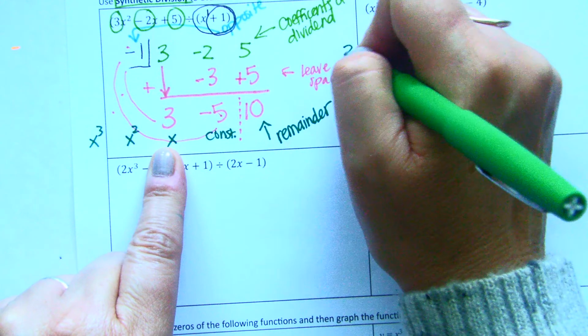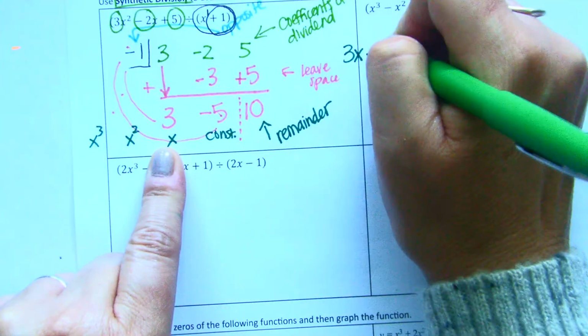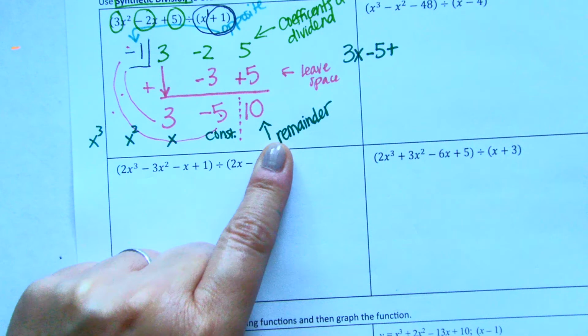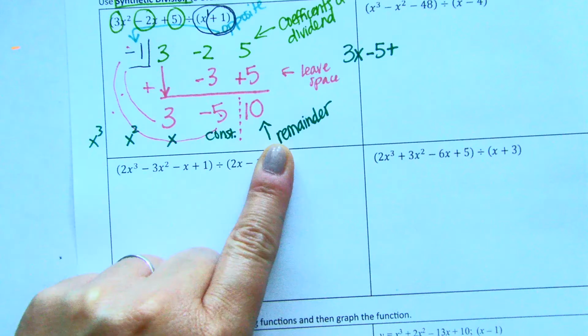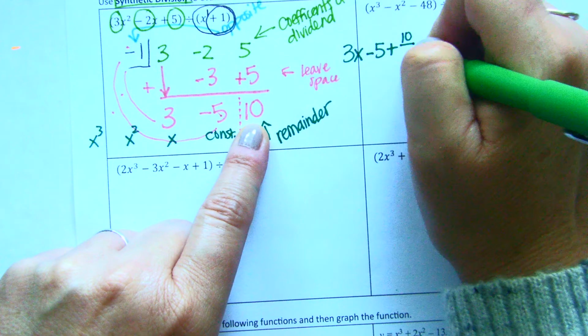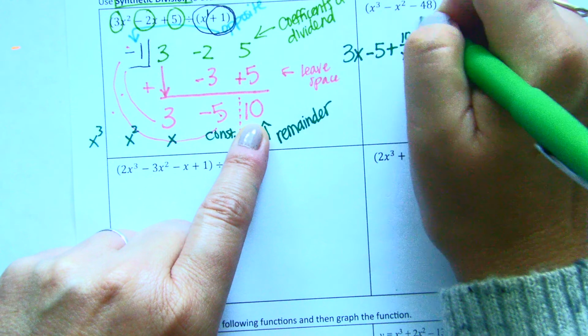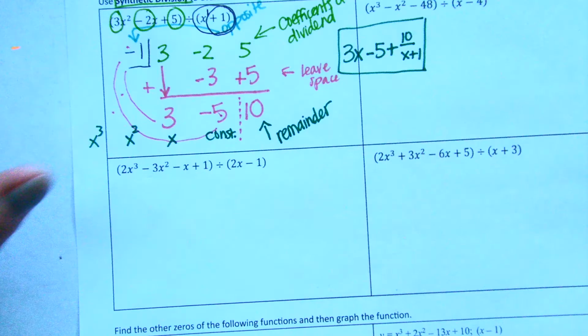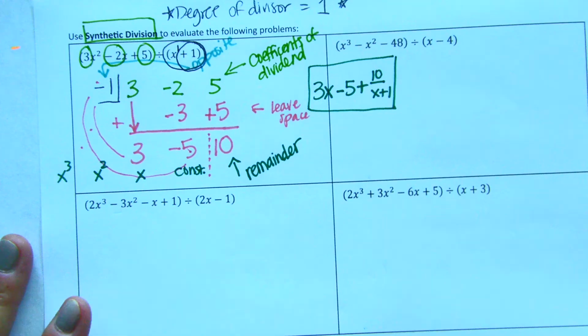Okay, so it's going to be 3x minus 5. And then the way we deal with remainders, when we did the long division, you didn't have any remainders, but it would be the same thing. You put the remainder over the divisor. That's how you write the answer. Okay, so that is how you do synthetic division.